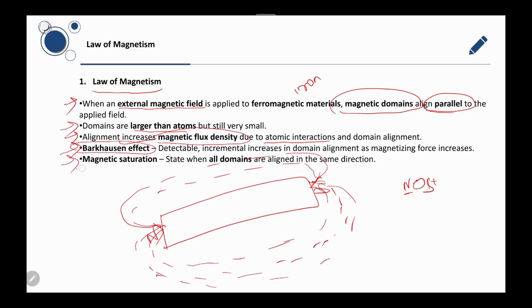The next point is magnetic saturation. There is a limit to how much a material can be magnetized. Magnetic saturation is the point where all domains are aligned in the same direction. No further increase in magnetism is possible, even if we increase the applied magnetic field. At this stage, the material has reached its maximum magnetic potential.